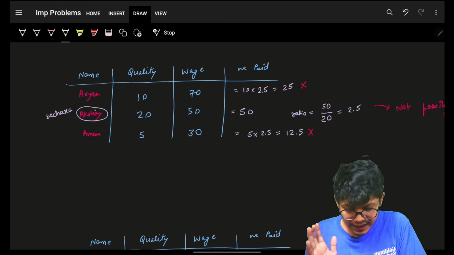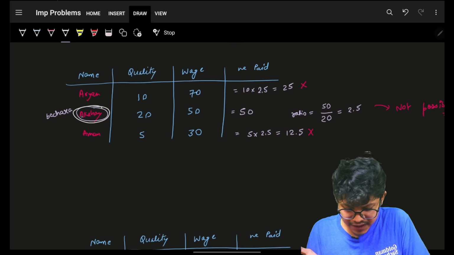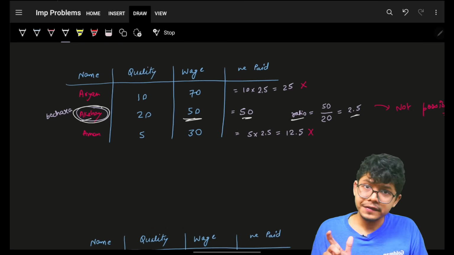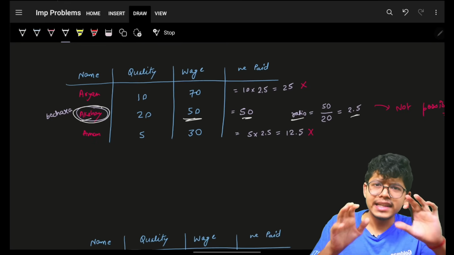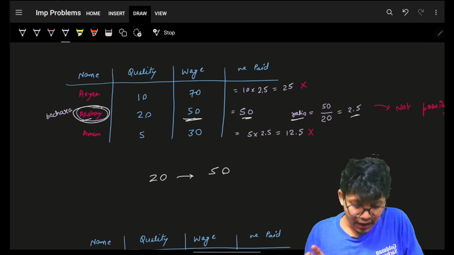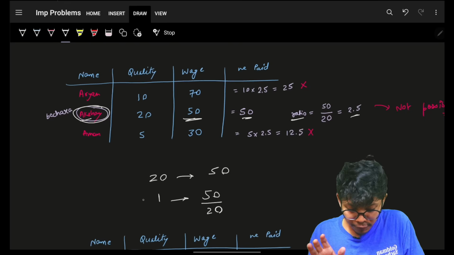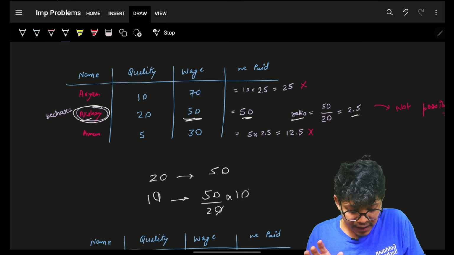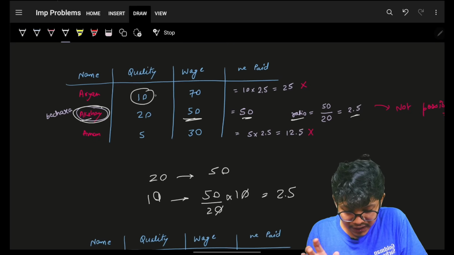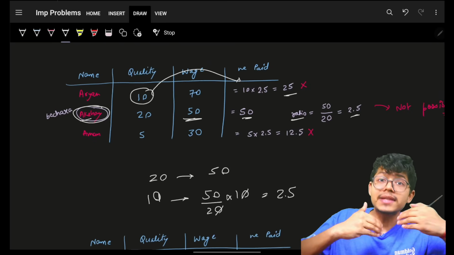Now, same way, in this case, Akshay will be the bechara. Which means I will give Akshay exactly the same amount, which is 50. Now the ratio will be 50 upon 20, which is 2.5. This ratio is saying that for 20 quality, I am giving Akshay 50 wage, which means for one quality I am giving 50 upon 20 wage. It is simple maths, but that's a ratio, just to represent how things are happening.